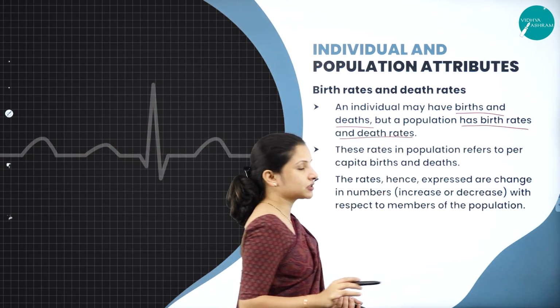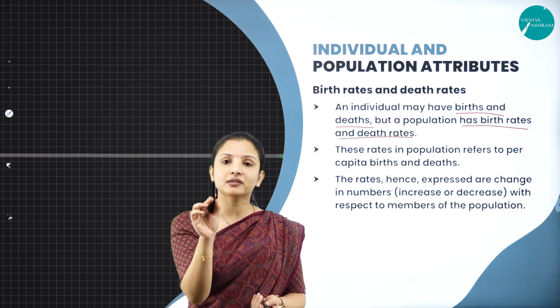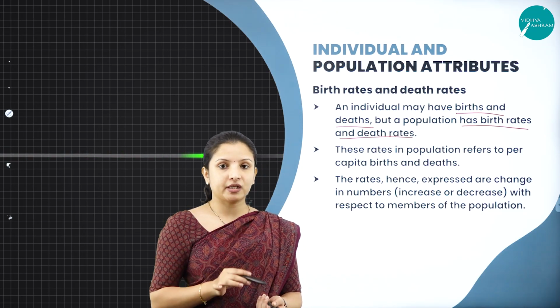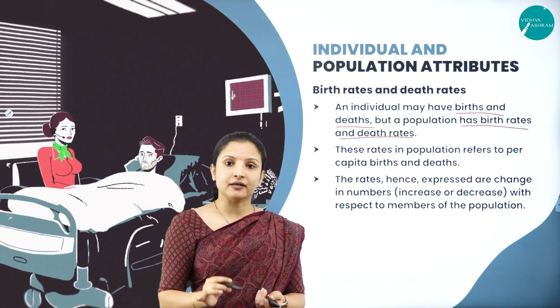Why? There is a difference. So when you're talking about an individual, you can use the term birth and death. Birth of that particular individual. The individual has given birth. The individual has died. Birth and death.